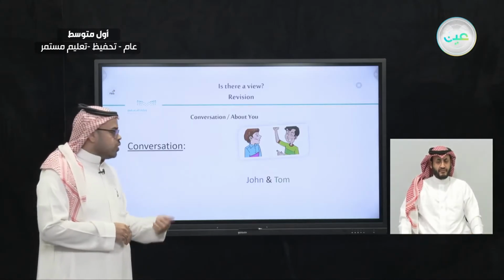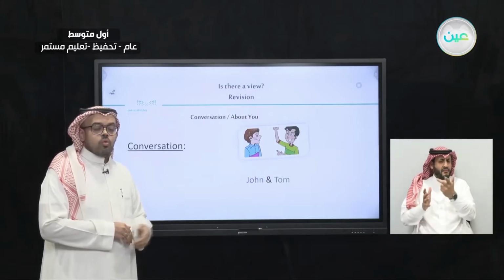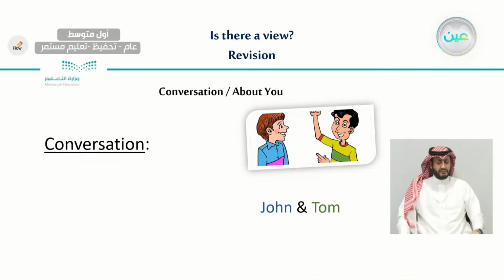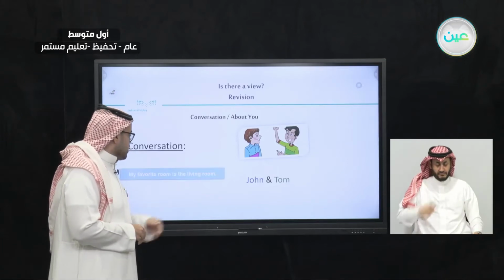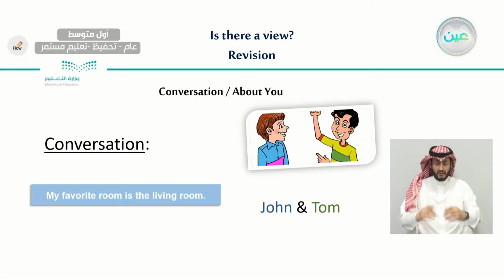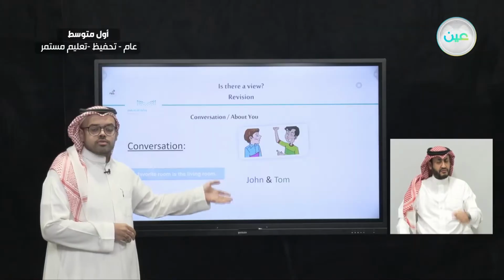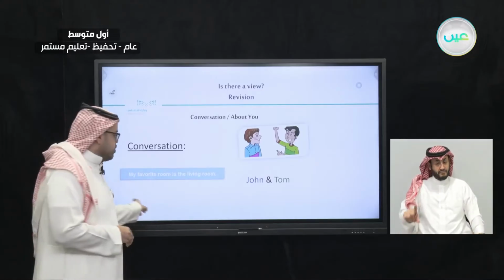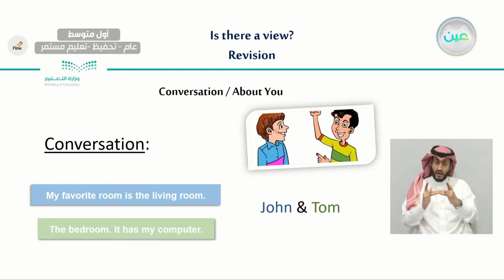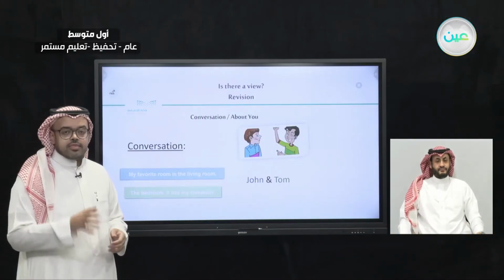Do you remember what was the favorite room for each one? What was, for example, the favorite room for John? Could you remember? Very good. Yes, John's favorite room was the living room. John said that my living room is my favorite room. What about Tom? What was Tom's favorite room? Could you remember? Very good. Tom's favorite room was his bedroom. And why did Tom say that his favorite room was the bedroom? Very good. Because it has my computer. So this was the first part we had in the last lesson.